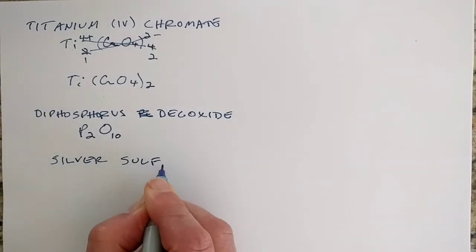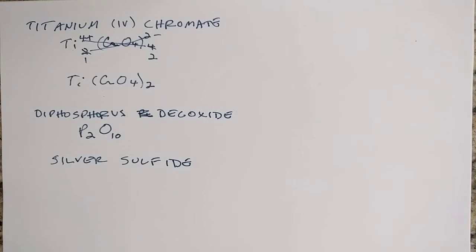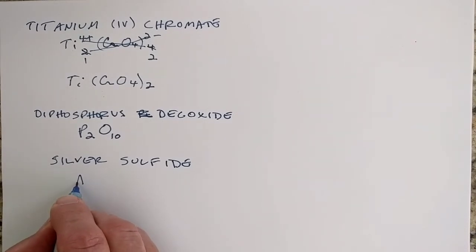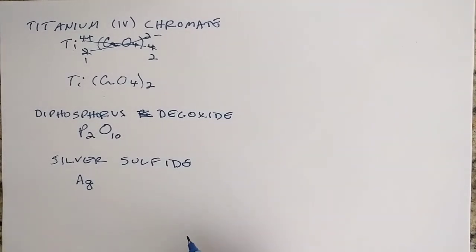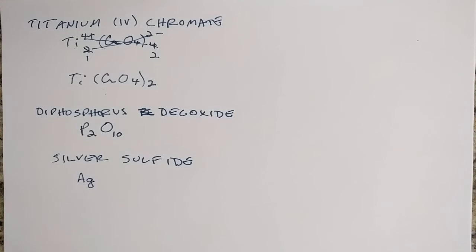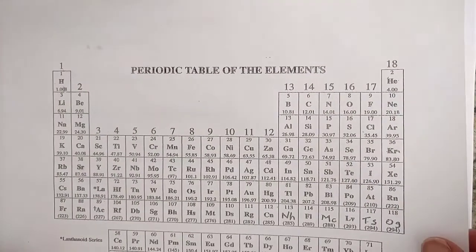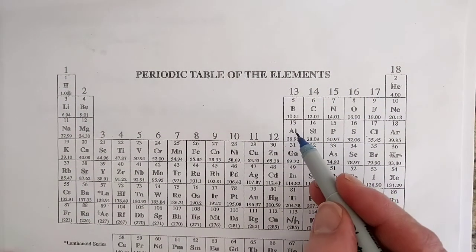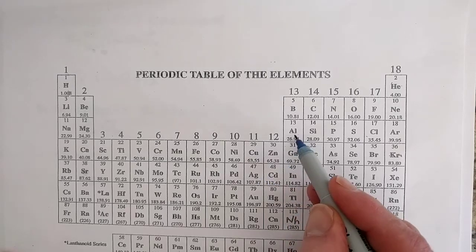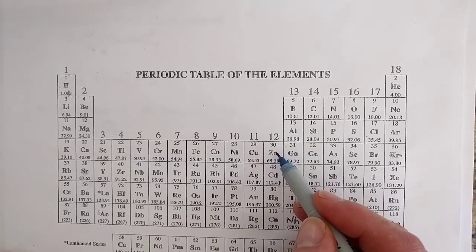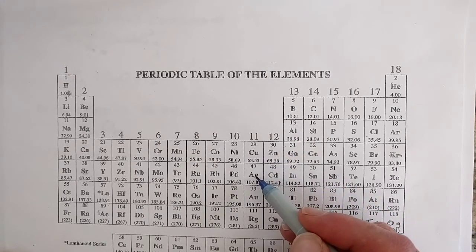Silver sulfide. Okay, so silver to the left of the staircase. It is a metal. We are using the stock system. So now we have to write our ion symbols. Silver is part of the slide. So let me remind you, the slide is aluminum, zinc, and silver. Aluminum is 3+, zinc is 2+, silver is 1+.